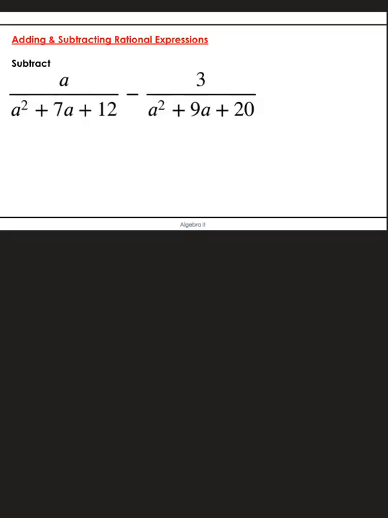So now we have a over a squared plus 7a plus 12 minus a squared plus 9a plus 20. So the first thing we want to do is let's factor these denominators. What multiplies to give you 12 and adds to give you 7, that's going to be a plus 3 and a plus 4. And then we need to look at what multiplies to give you 20 and add to give you 9. So that's going to be a plus 4 and a plus 5.